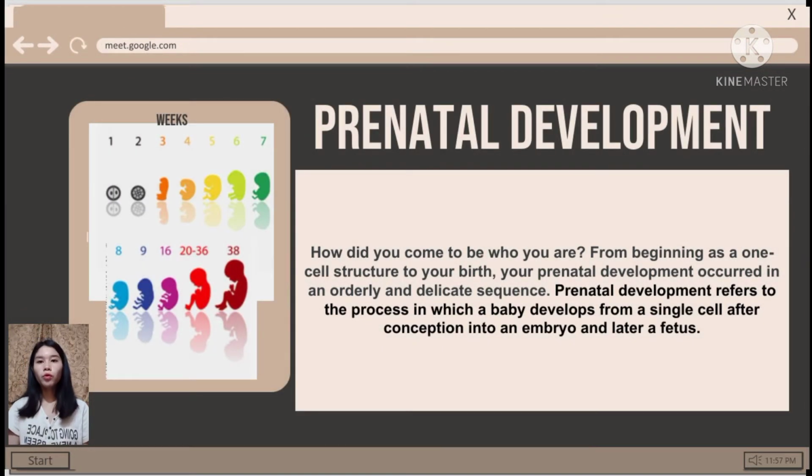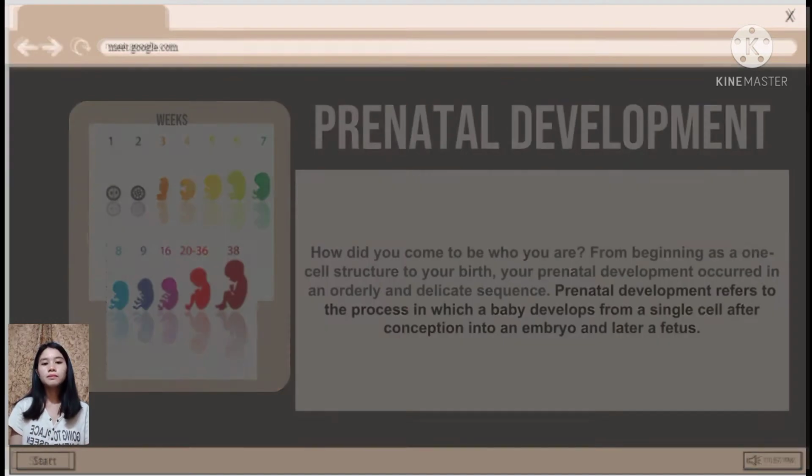How did you come to be who you are? From beginning as one cell to your birth, your prenatal development occurred in an orderly and delicate sequence. Prenatal development refers to the process in which a baby develops from a single cell after conception into an embryo and later a fetus. While you might think of child development as something that begins during infancy, the prenatal stage is also considered an important part of the development process.